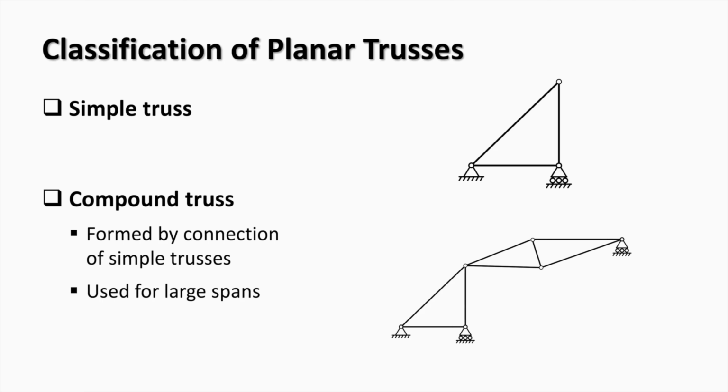Generally, they can be divided into simple trusses and compound trusses. Simple trusses have a regular arrangement of bars consisting of triangular truss cells. Compound trusses are formed out of several simple trusses and are used to cover large spans.